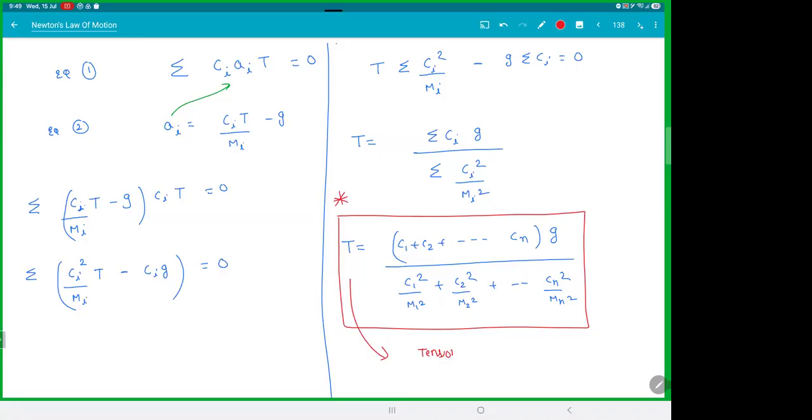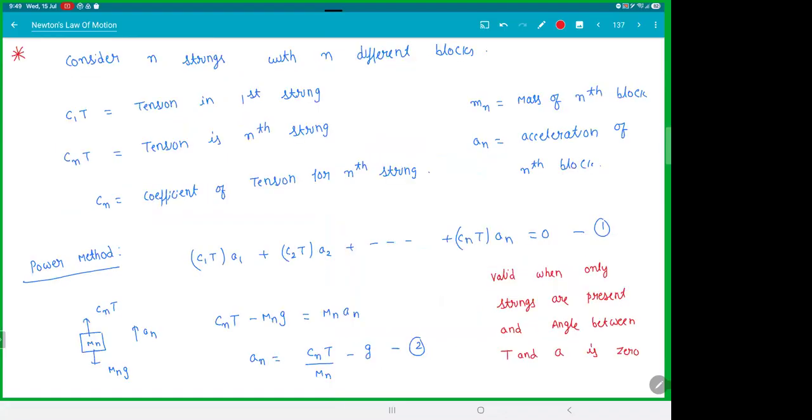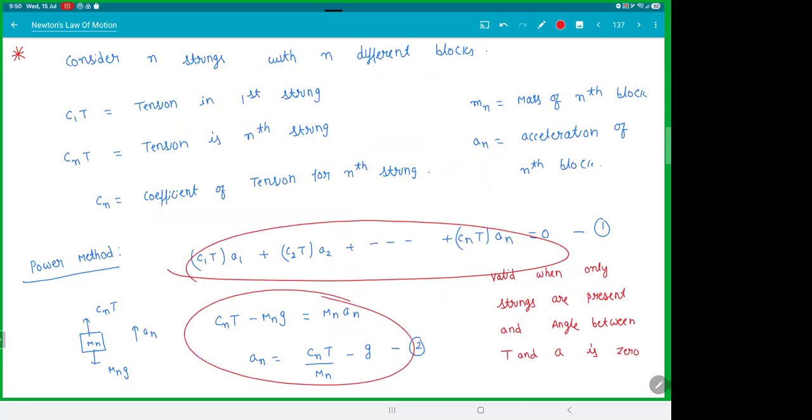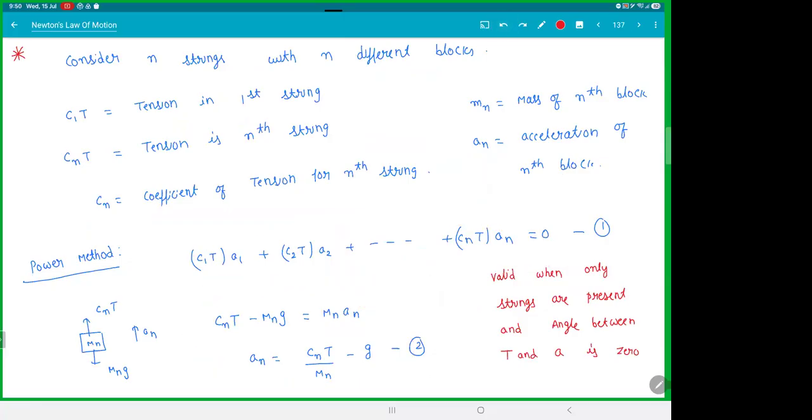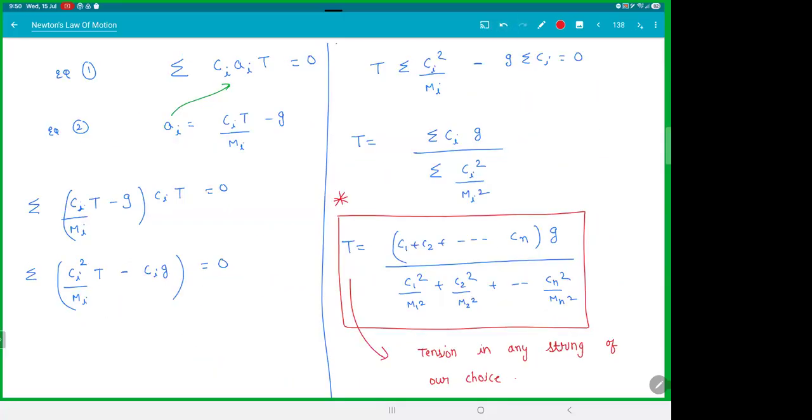So you start with T there, and I'll show you an example. The tension in any string of your choice. You choose whichever string you want as T, and you can do this. Just have a look at that formula. You can put it down. Again, I did nothing new. I used the power method and took a general block equation and I replaced it. Technically, working is that much only. The way it looks is a little bad. But yeah.